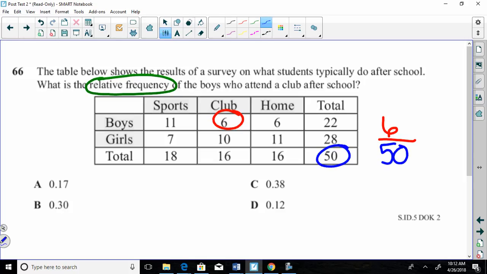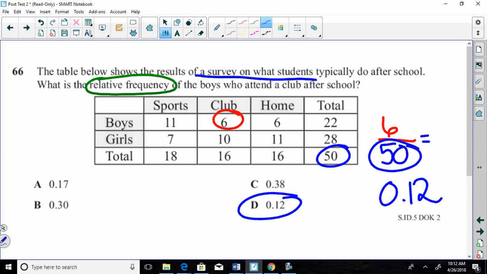So if it was like given that, or it's a certain situation, then I would figure out what I'm dividing by. But if it's relative frequency and they're just saying 1 out of all the people that took the survey, out of all these 50 people, what's the chances that I pick a boy in a club? When you divide this, it ends up being 0.12. If it asks for percent, what percent would it be? 12%.